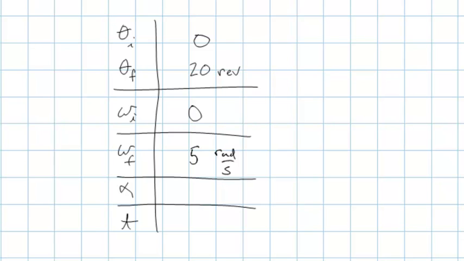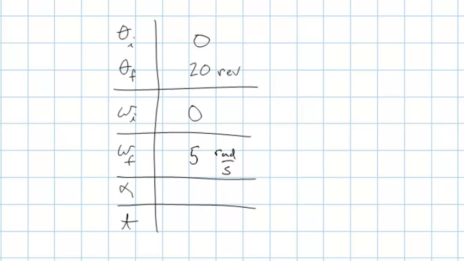So the first thing I always do is make a chart like this. Theta initial, theta final, omega initial, omega final, alpha, and t. I've filled in what I know. I know theta initial is 0, and it goes through 20 revolutions, so theta final is 20. Omega initial is 0, omega final is 5 radians per second. We are trying to find alpha and t.